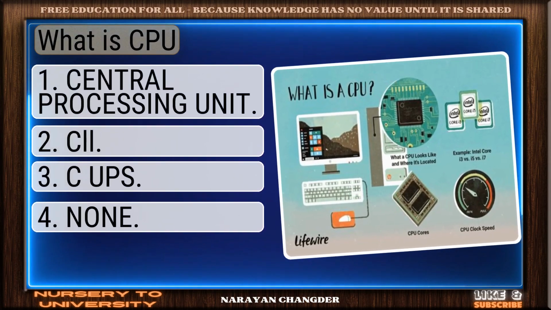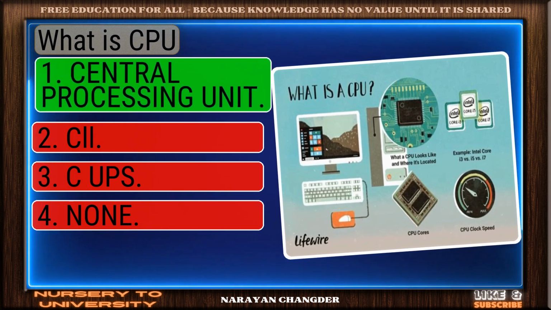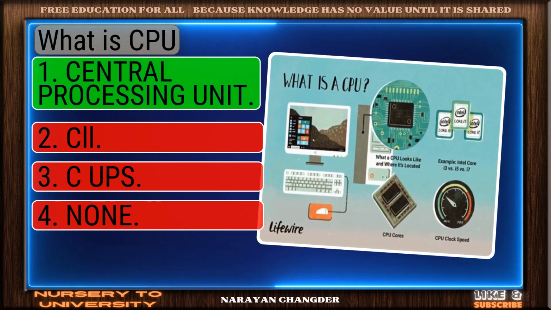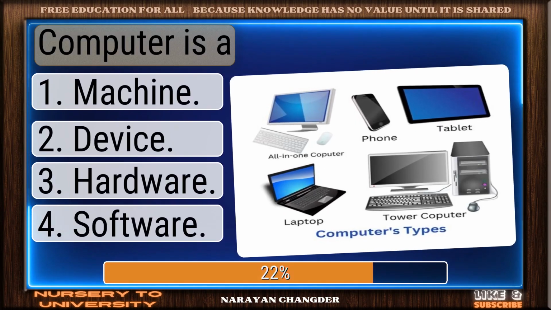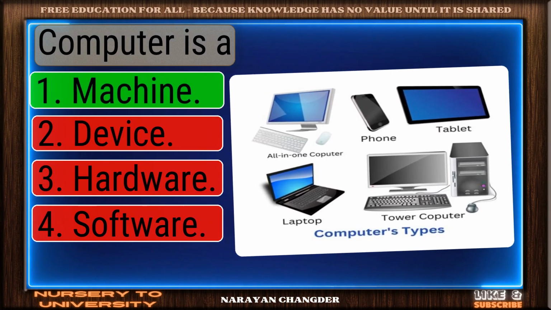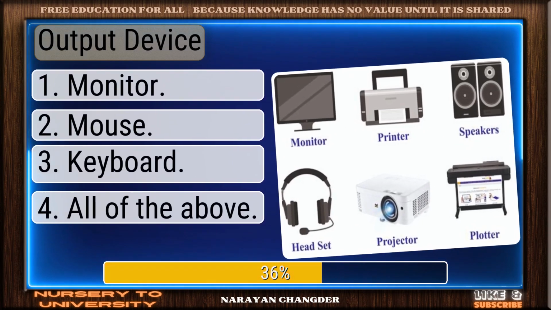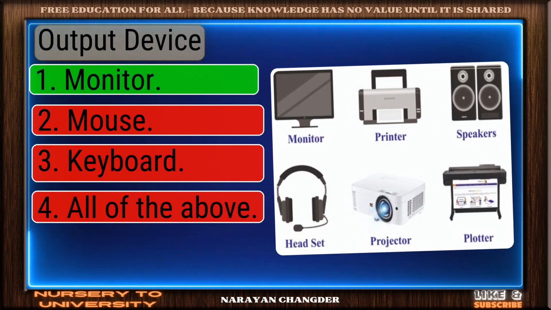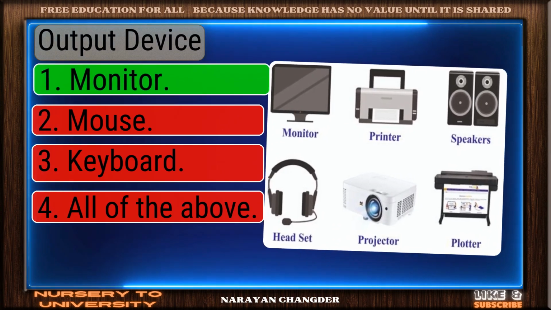What is CPU? Well picked. Central processing unit is the correct answer. Computer is a. Sharp thinking. Machine is the right choice. Output device? Great thinking. Monitor is the right choice.